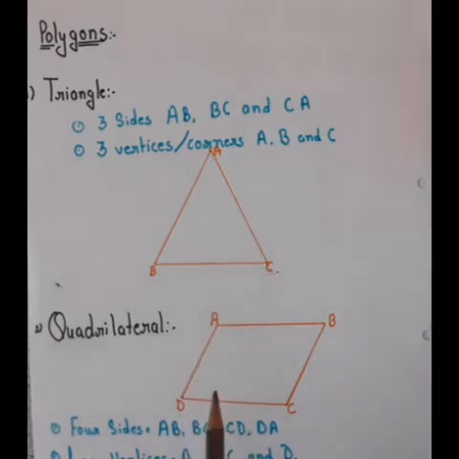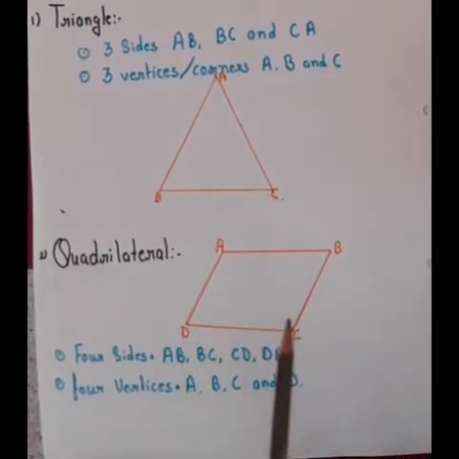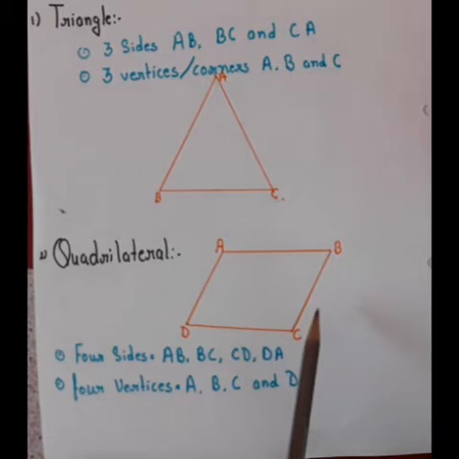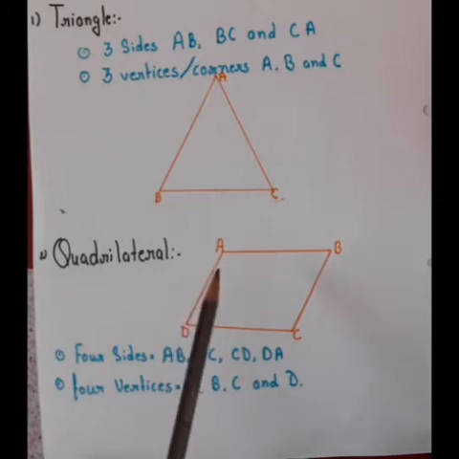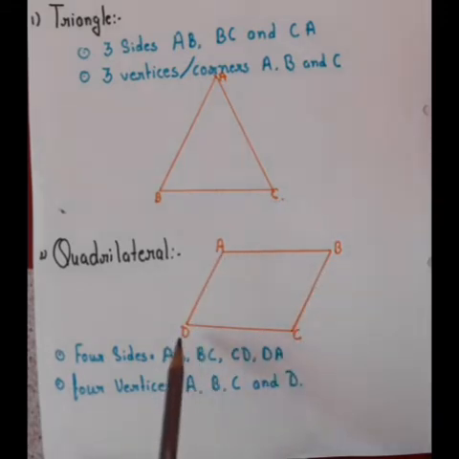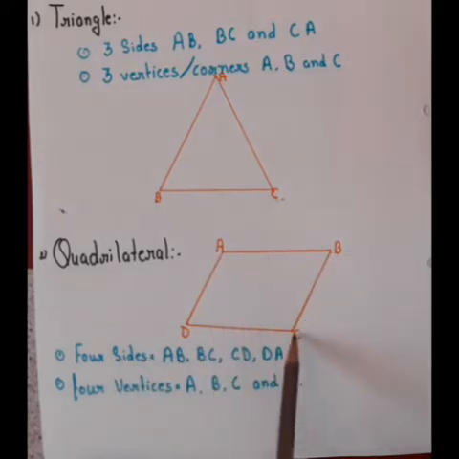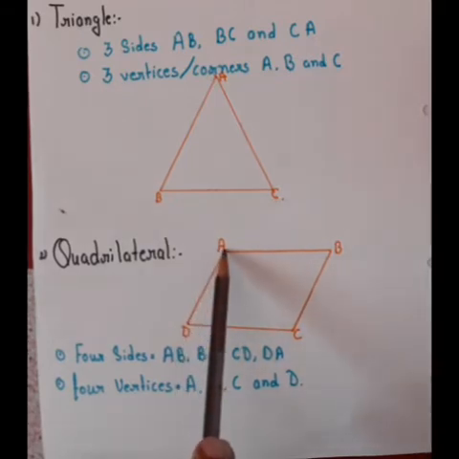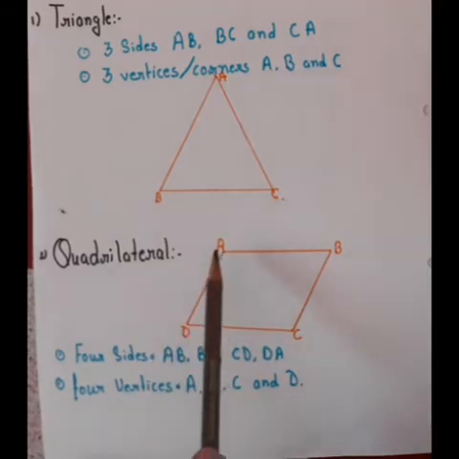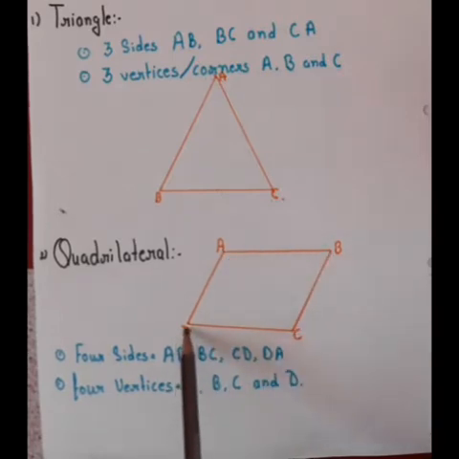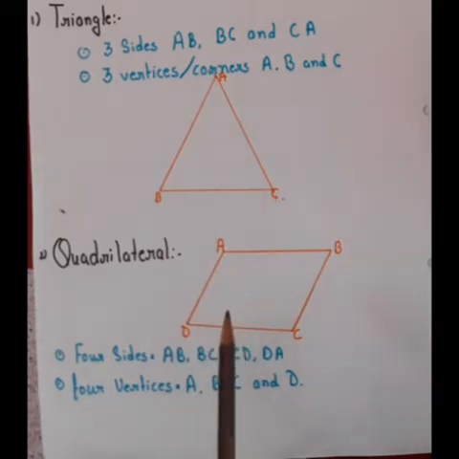Your next polygon is the quadrilateral. So what is a quadrilateral? Any 4-sided figure is known as a quadrilateral. I have drawn a quadrilateral over here and named it A, B, C, D. How many sides does it have? 4 sides, named AB, BC, CD and DA. And how many vertices? A, B, C, D, which means 1, 2, 3, 4. So a quadrilateral is a polygon which has 4 sides and 4 vertices.